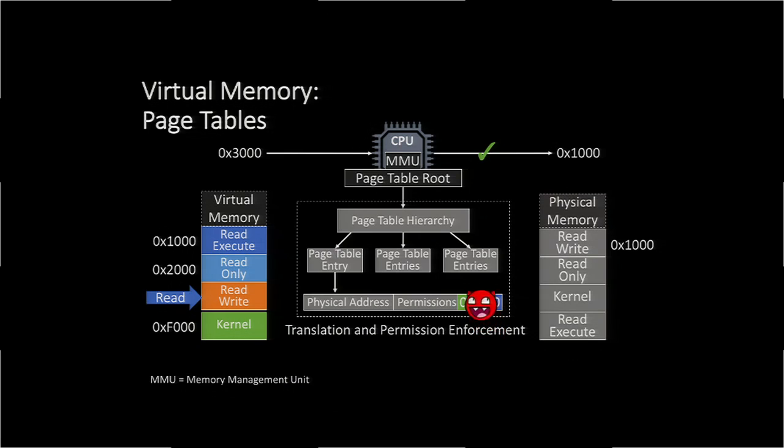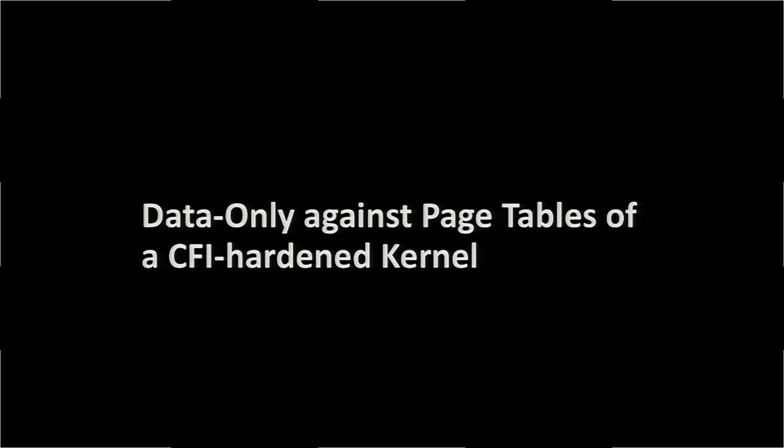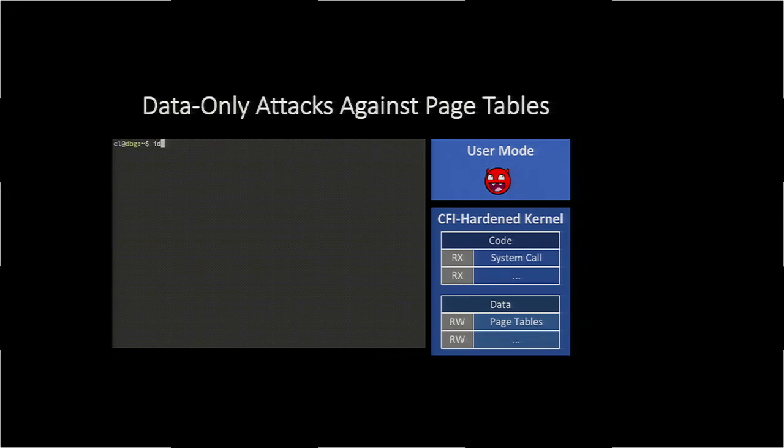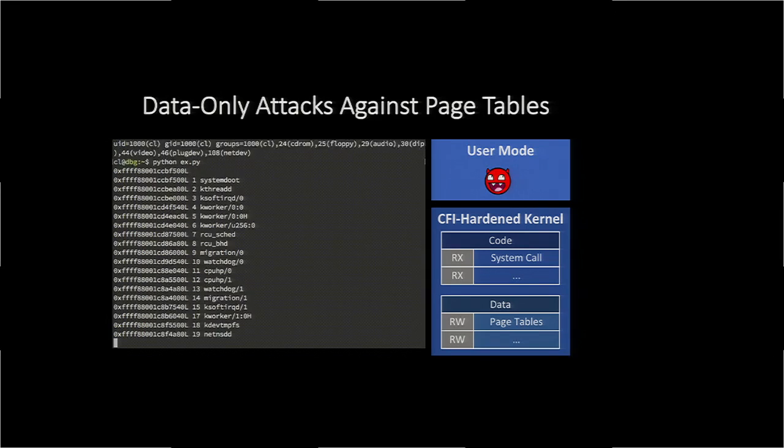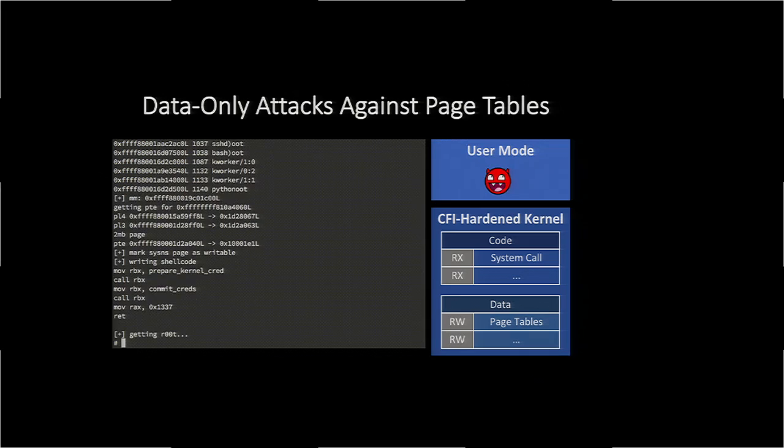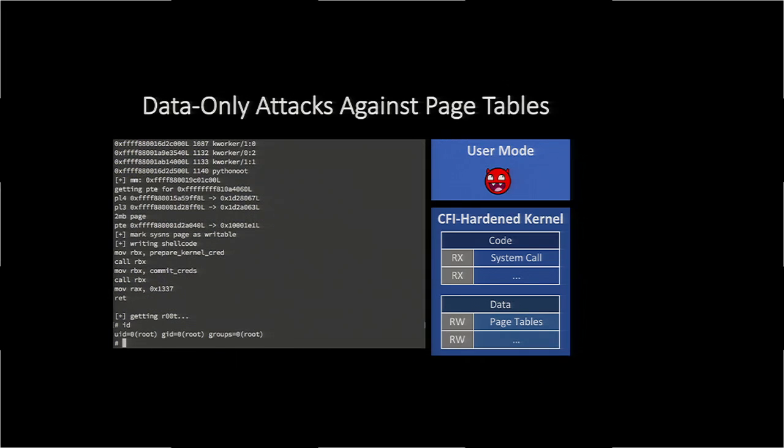And yeah, it would be too bad if somebody tampers with that. So what I'm going to show you next is an attack where an attacker uses the data-only attack against page tables on a CFI hardened kernel to actually gain arbitrary code execution. So again, the attacker starts as a user, then exploits a kernel vulnerability, and after some fancy magic, we actually end up with root. So what exactly happened here?